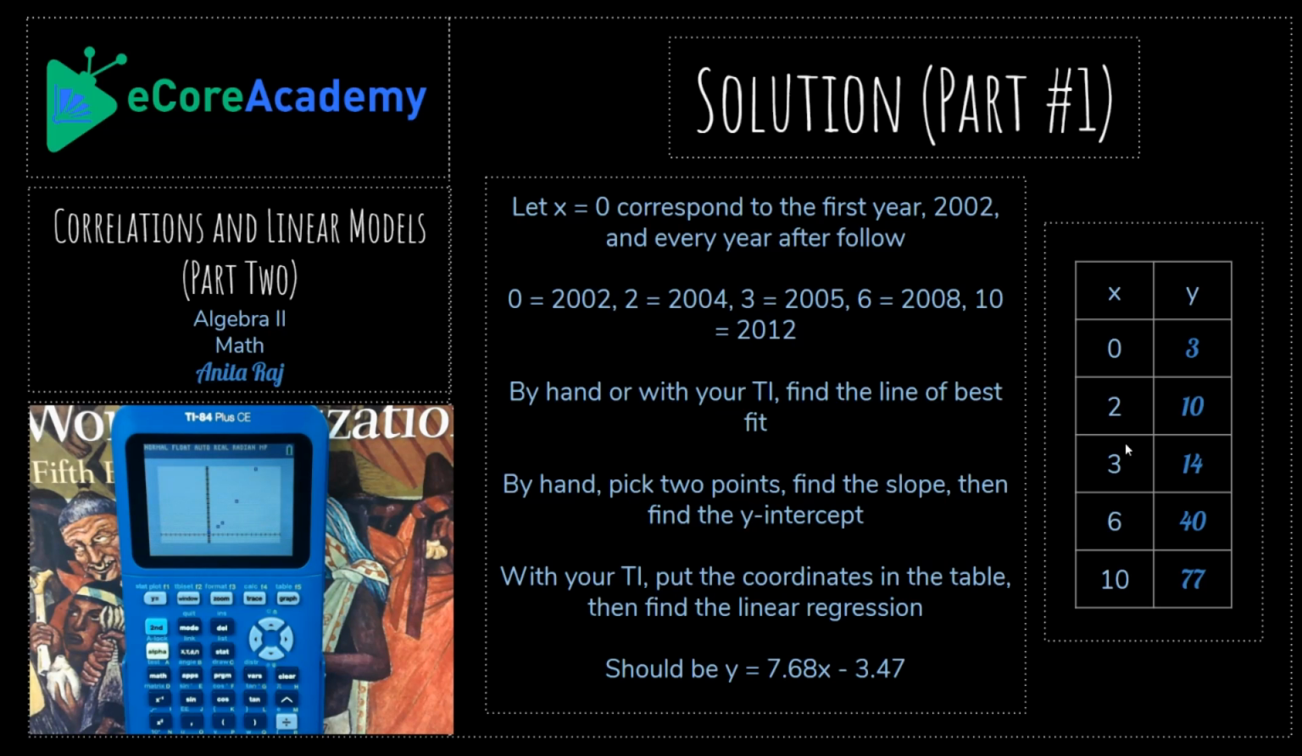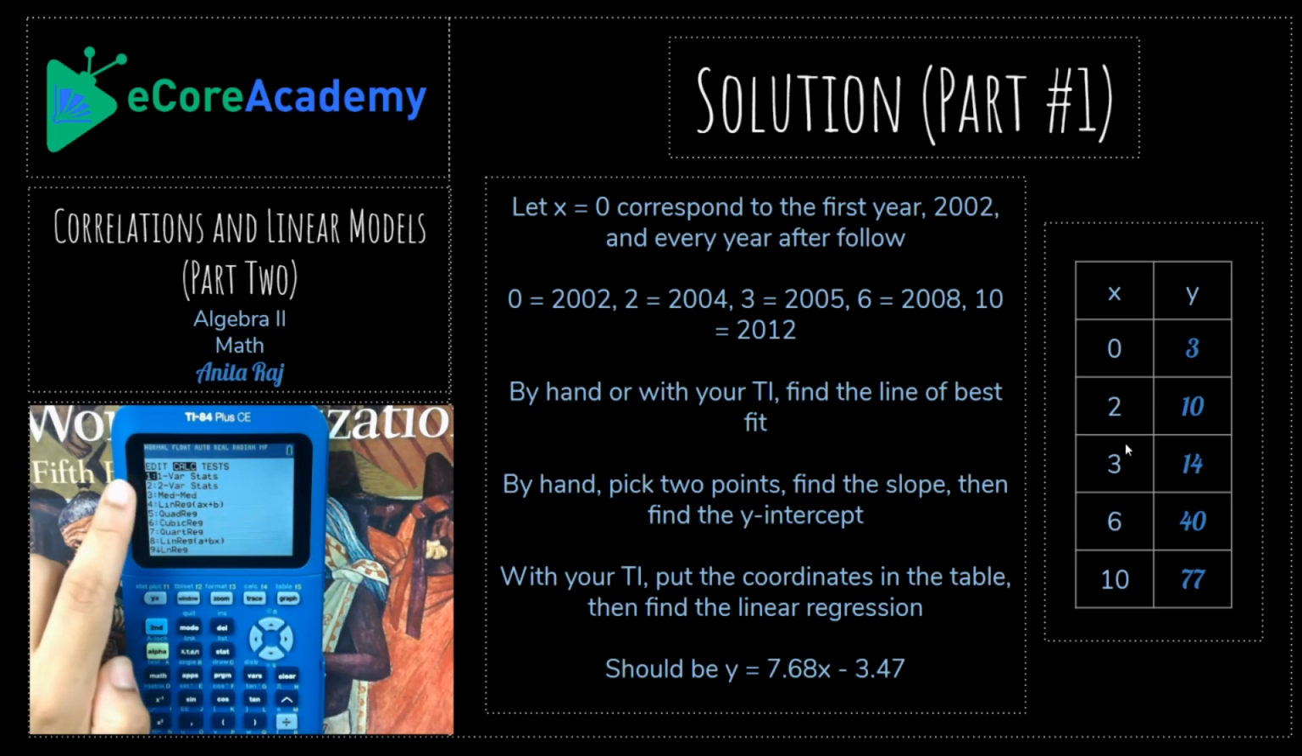So you can definitely do this by hand, but if you want the most accurate answer, I would suggest you do it with your TI, and I'll show you how. With your TI, put the coordinates in the table, which you already did. Then you want to find the linear regression. We're just going to do the exact same thing we did in the last slide, where we found the line of best fit through those first 5 points. We're going to hit stat, then right to go to the CALC menu, then 4 to go to LinReg, which is ax plus b.